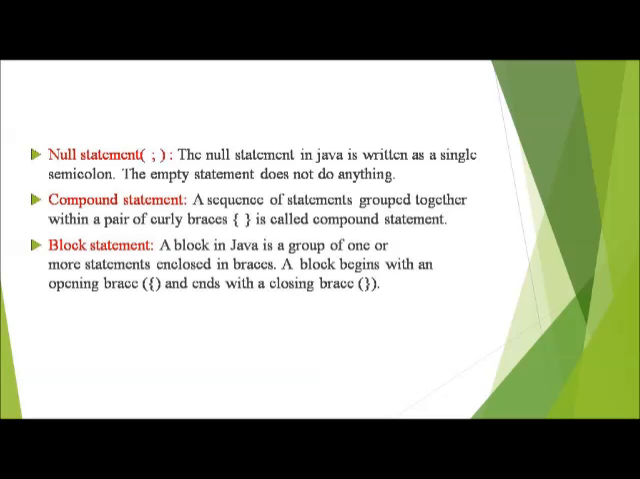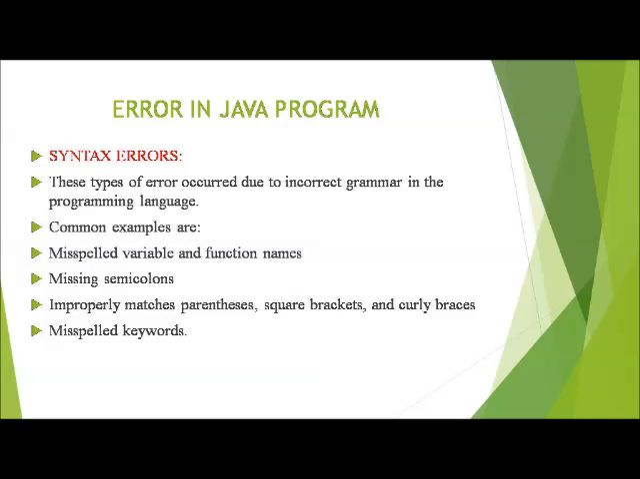Compound statement. A sequence of statements grouped together within a pair of curly braces is called the compound statement. Block statement. A block in Java is a group of one or more statements enclosed in braces. A block begins with an opening brace and ends with a closing brace. Types of errors in Java.